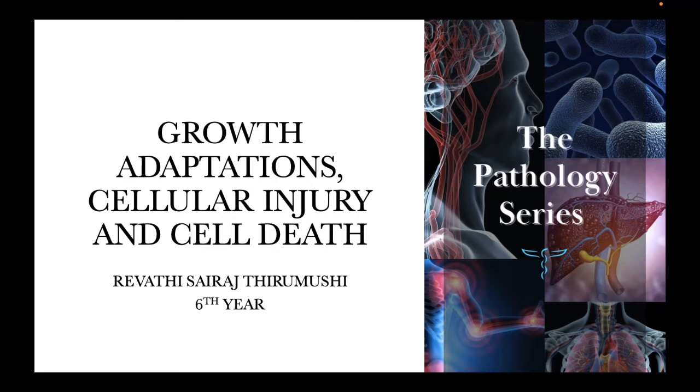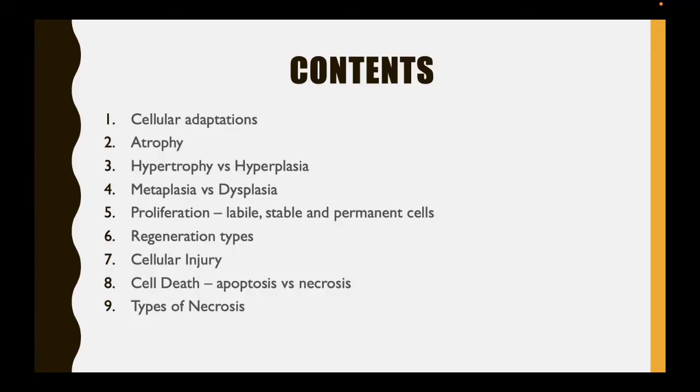In today's presentation, we will be covering the topics of growth adaptations, cellular injury, and cell death. We will be looking at what are cellular adaptations, the different types of cellular adaptations, the proliferation involved with labile, stable, and permanent cells, the types of regeneration, the mechanism behind cellular injury, the types of cell death, along with the types of necrosis.